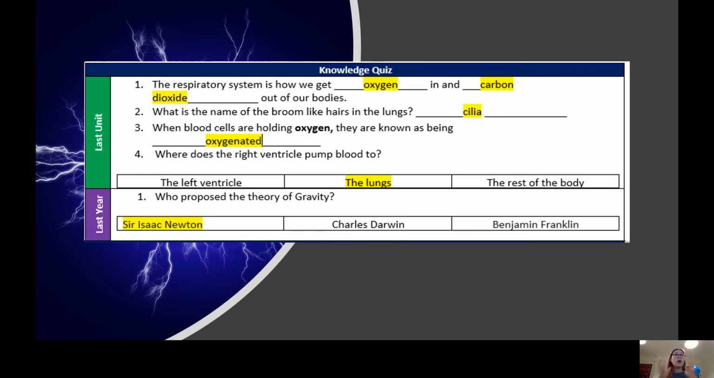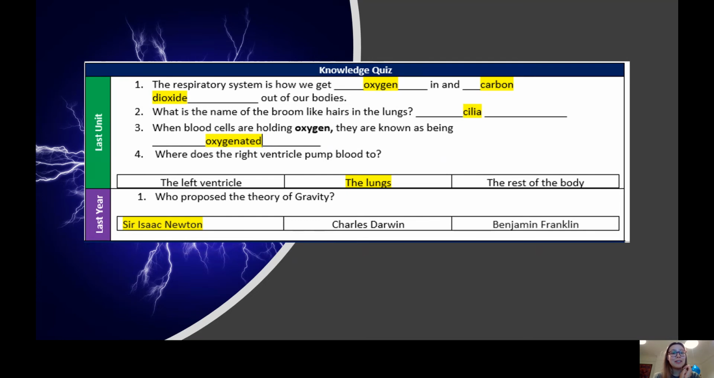So, question 3. When blood cells are holding oxygen, they are known as being oxygenated. Clues in the name. Oxygenated means holding oxygen. Question 4. Where does the right ventricle pump blood to? The right ventricle pumps blood to the lungs. Final question. Who proposed the theory of gravity? That was Sir Isaac Newton.